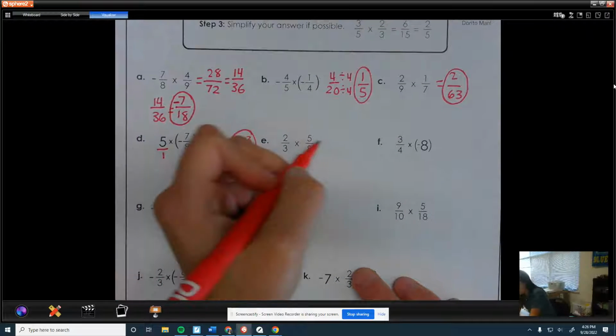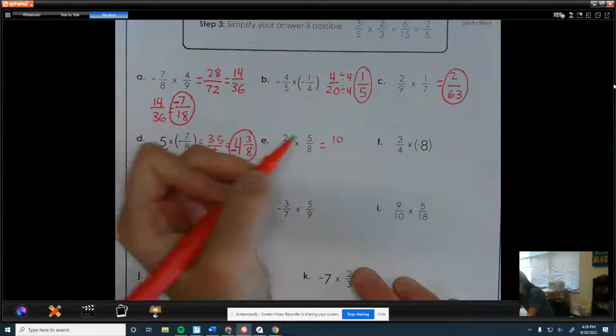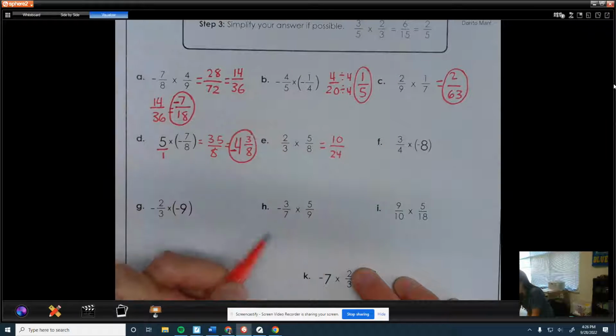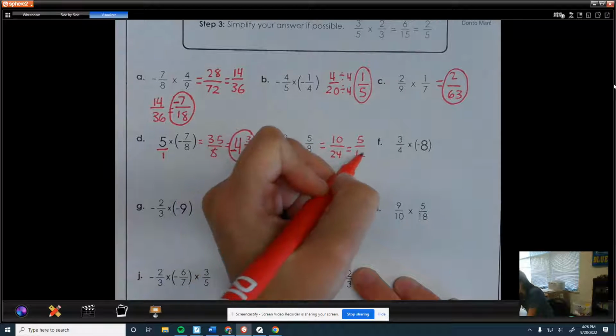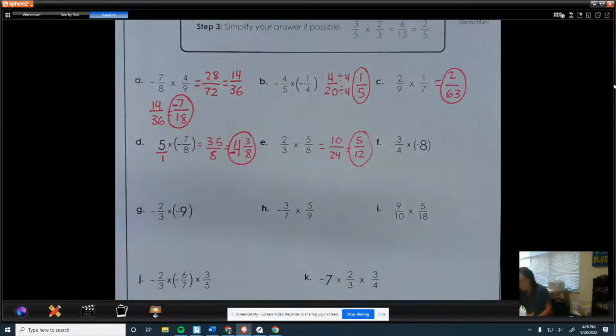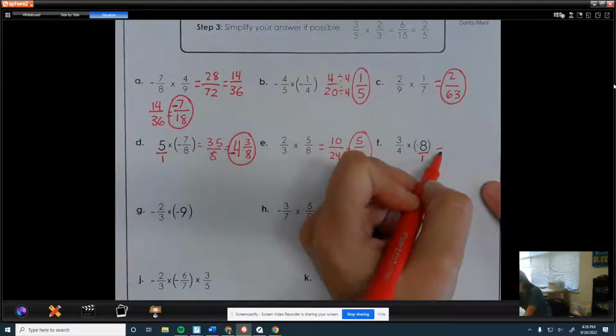All right, this one looks easy. 2 times 5 is 10. 3 times 8, 24. They're even, so cut them in half. 5/12. Boom.